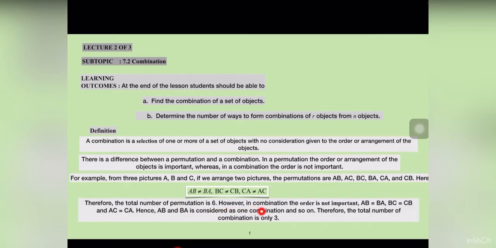However, in combination, the order is not important because AB equals BA, BC equals CB, and AC equals CA. Hence, AB and BA are considered as one combination and so on. Therefore, the total number of combinations is only 3.